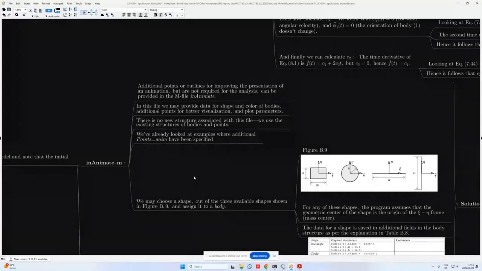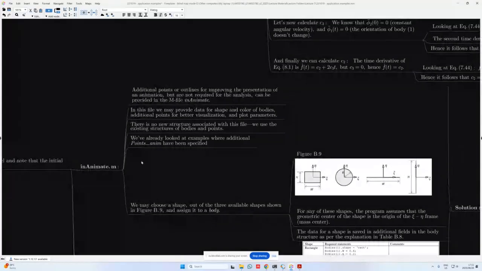Before we jump into that, just to give you a breakdown of everything that we can define when it comes to the actual animation of the system. We can define additional points or outlines for improving the presentation of an animation, but which are not required for the analysis. And this we do under the inAnimate. In this file, we may provide data for shape and colors of bodies, additional points for better visualization, and also plot parameters. There is no new structure associated with this file. We use the existing structures of the bodies and points, and we simply append to them.